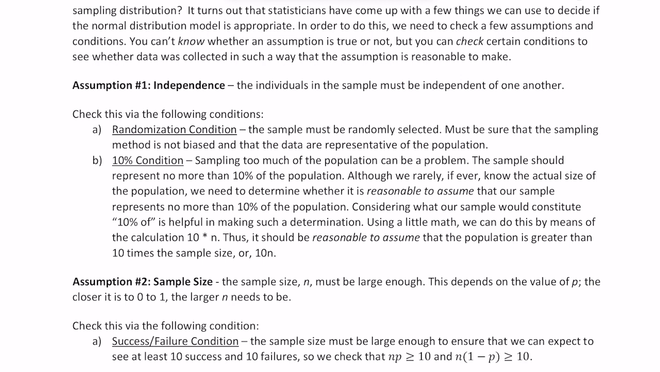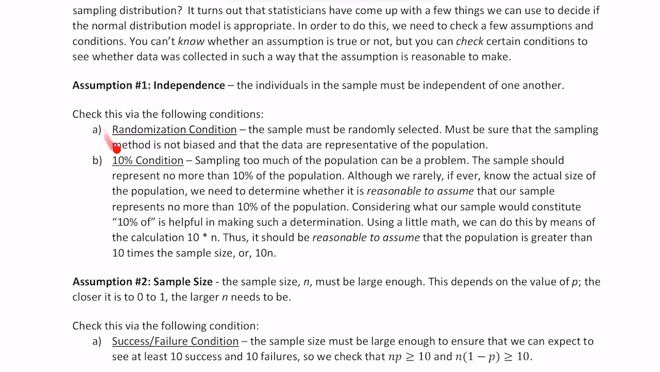So in other words, with your sample of Reese's Pieces, each of those candies was independent of one another. You having an orange candy in there didn't affect having another orange candy or a brown or a yellow. Okay, we're going to check that using these two conditions, the randomization condition and the 10% condition.